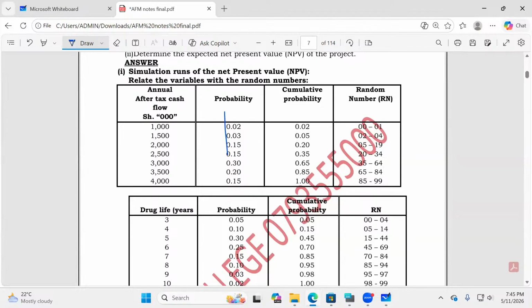So cumulative probability, I would want to see everybody doing it. I know you are a little bit tired, but we are overcoming. And I would want to see everybody doing this. Everybody shall do this.